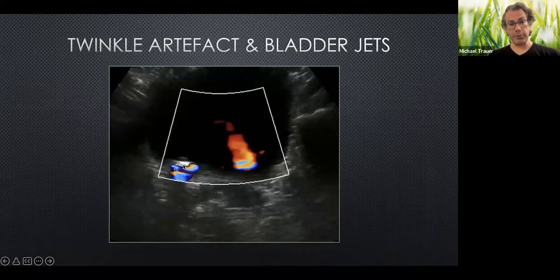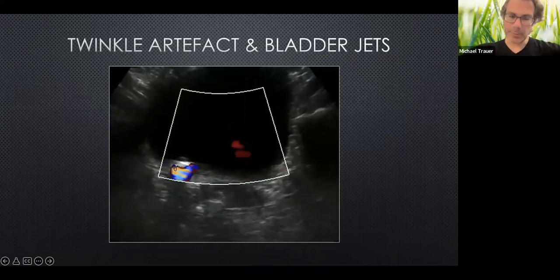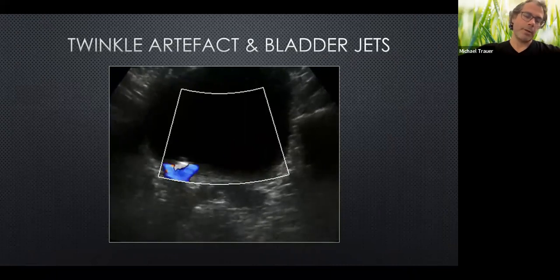I think it's also worth sometimes putting the box on the bladder, as well as these jets. If there is a VUJ stone, you'll see that twinkle artifact coming down, and that's going to be a stone that's likely causing the problem rather than a stone that's sitting in the kidney that's probably not causing a problem.